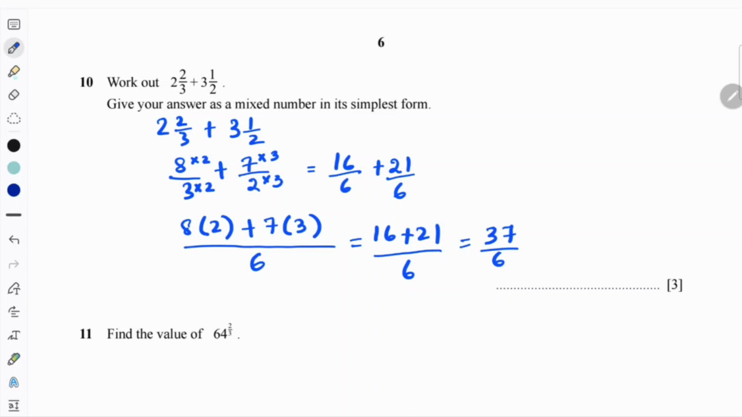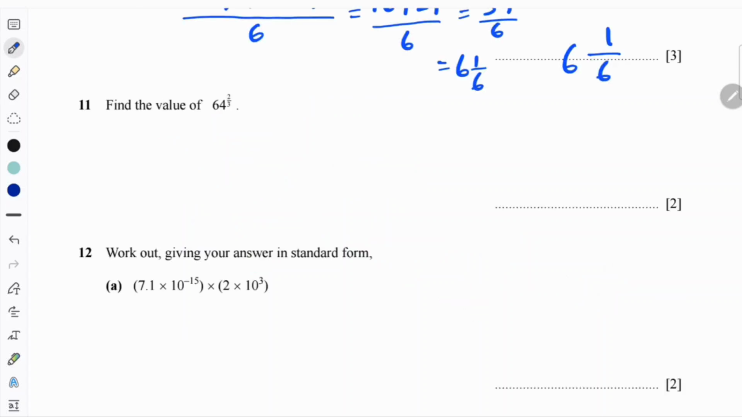As they have told us to write our answer as a mixed number, 6 times 6 is 36 and plus 1 is equal to 37. So 6 whole 1 over 6 is the answer for this question.